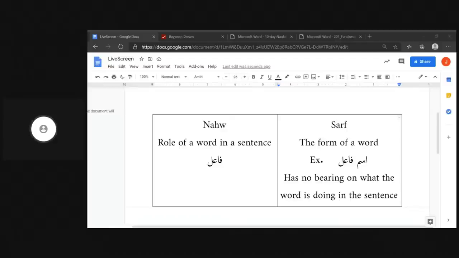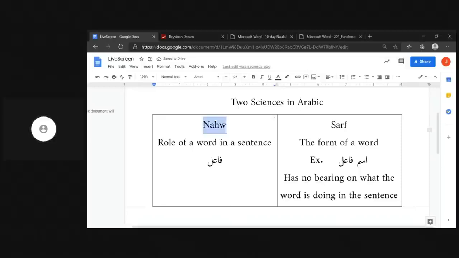Can I please explain once more? Okay, I'm going to explain this part once more and then I'll move on to examples. So, again, these are two separate sciences in Arabic. There's Nahu, there's Sarf. And when it comes to the vocabulary regarding Nahu and Sarf, the vocabulary of Nahu focuses on what a word is doing in a sentence. The vocabulary in Sarf focuses on the word itself. What is the word? Not what is it doing in a sentence, how does it relate to other words, just what is the word. Okay?